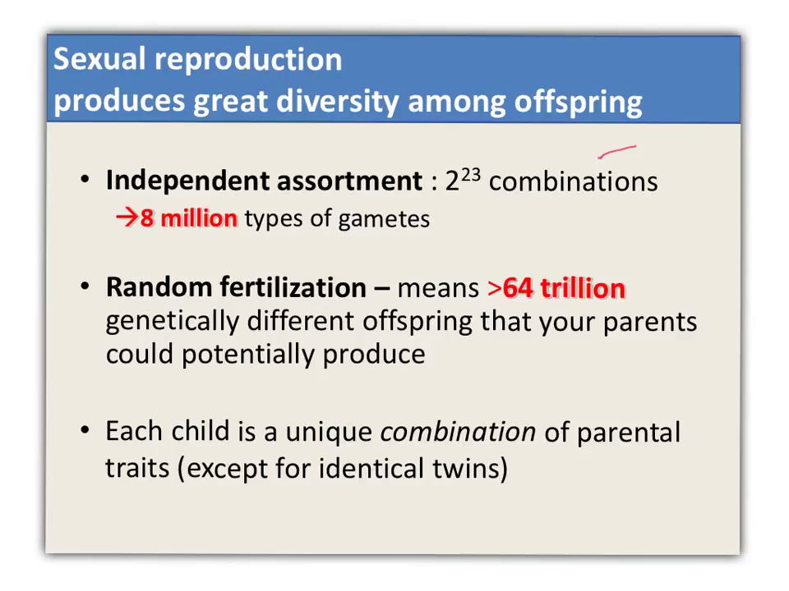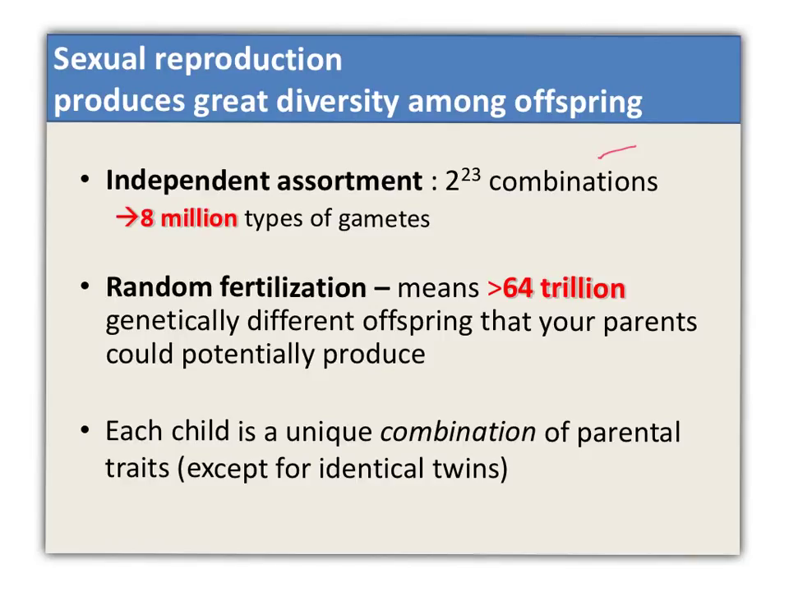So, in terms of sexual reproduction, there's independent assortment. Remember, we've got individuals who have a chromosome from their mother and their father. Those get sorted independently. And there's crossing over. And so you have 2 to the 23 combinations, about 8 million types of gametes that are available that are unique. Random fertilization, in other words, one of those combinations with another combination, means 64 trillion genetically different offspring that your parents could potentially produce.